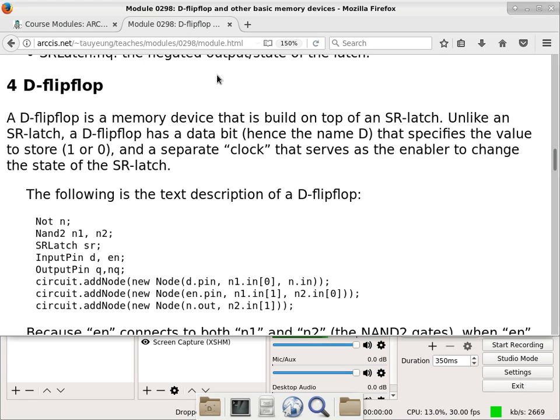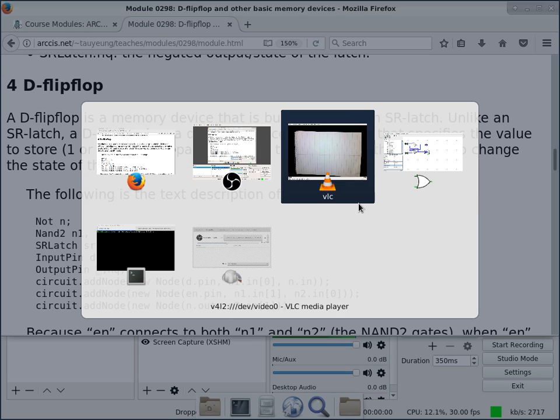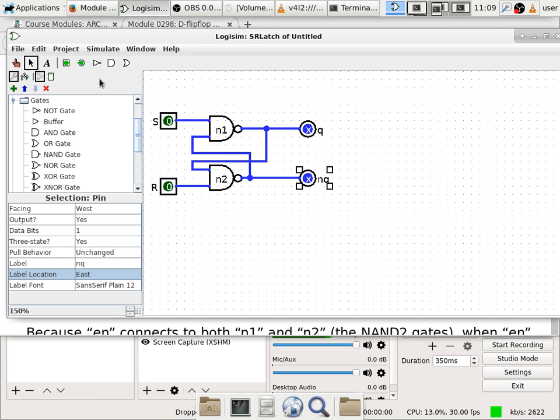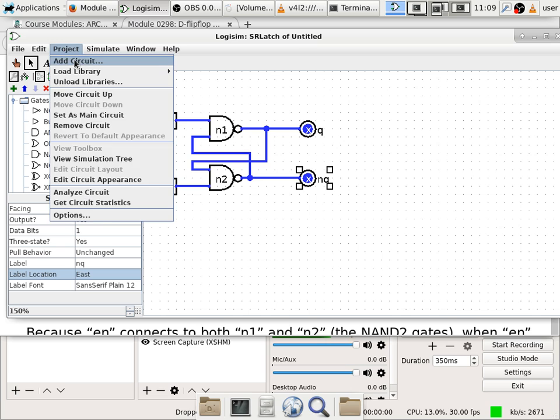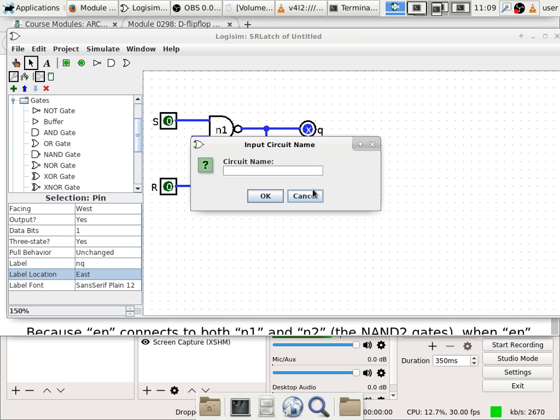All right. So we look at this one and go like, okay, so what are we using here? Oh, we're using an SR latch already, and then we have a negation gate N, we have two NAND 2 gates, which is N1 and N2, and then we have two output pins, Q and NQ, just like usual, and then we have 3 nodes. Okay, so let's go ahead and use LogicSim to construct the circuit first, and we'll add this circuit as a D flip-flop.